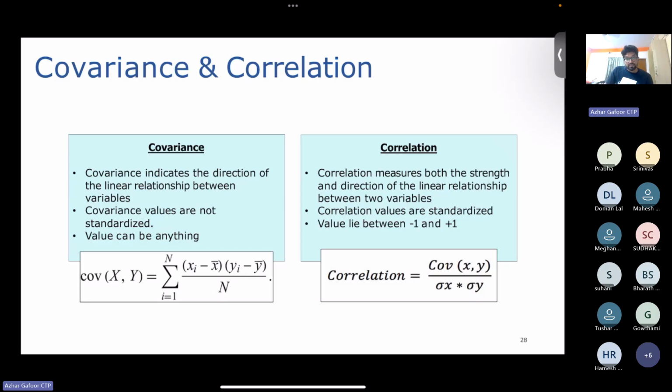And correlation measures the strength and direction of the linear relation between two variables. So correlations are standardized values. That is, the values of the correlations always range from -1 to 1. So what does -1 to 1 indicate? Let's say if one variable increases, then the other variable decreases. So that makes both negatively correlated.